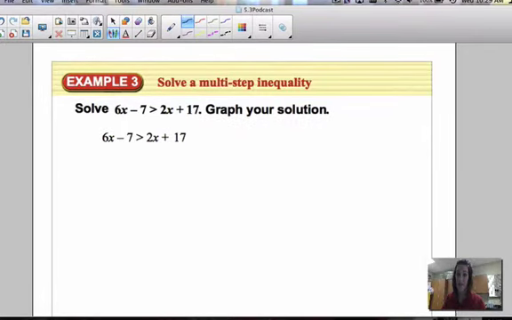All right, here is another multi-step. Now this time I have variables on both sides. So I'm going to get all of my variables to the left-hand side of my problem. So I'm going to subtract 2x. Becomes 4x minus 7 is greater than 17.